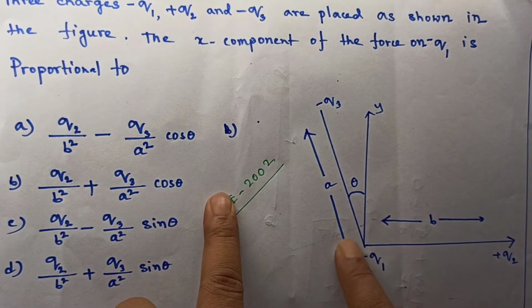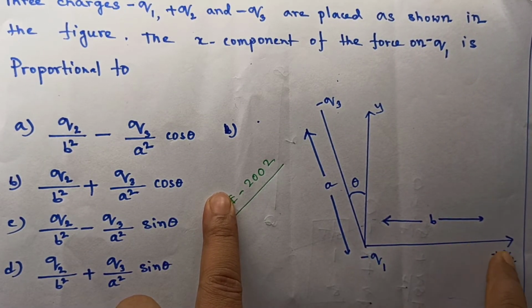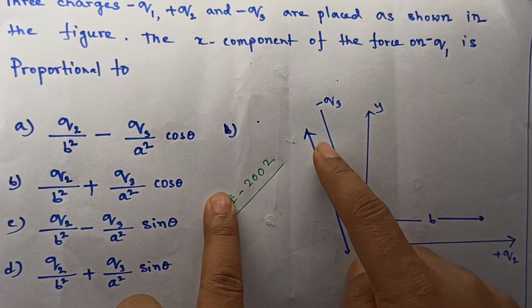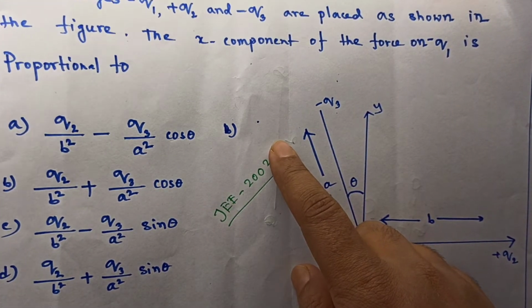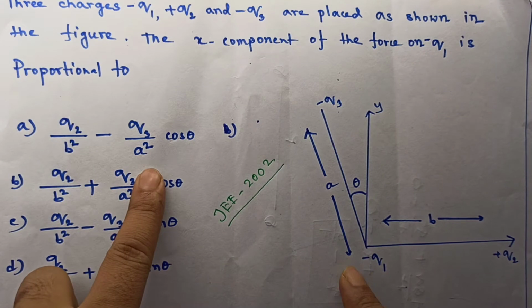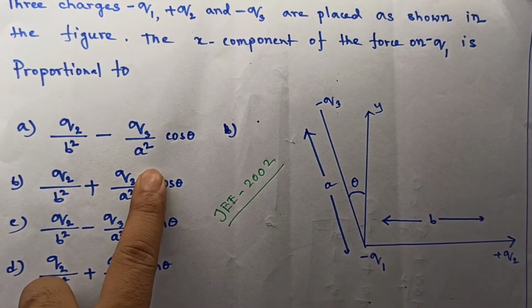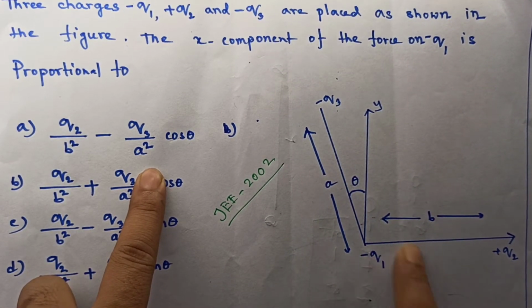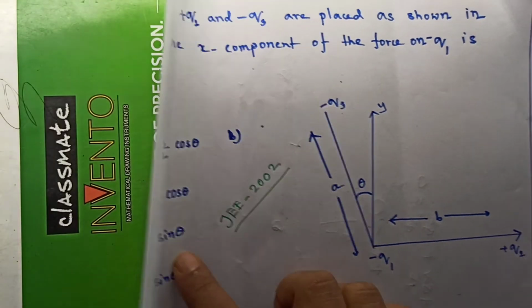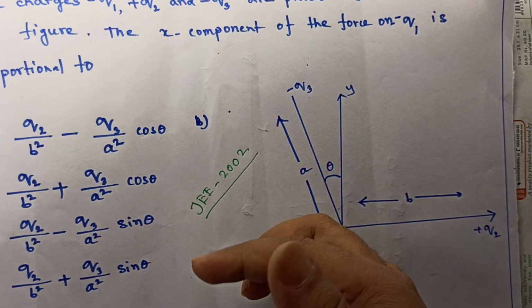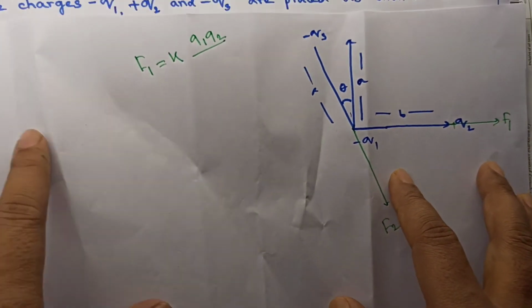So students, three charges are there. One is minus Q1, another is plus Q2 and minus Q3. Clear? What we have to find out? The x component of force on minus Q1 charge. Clear? So just see the diagram. According to the diagram, this is the question.